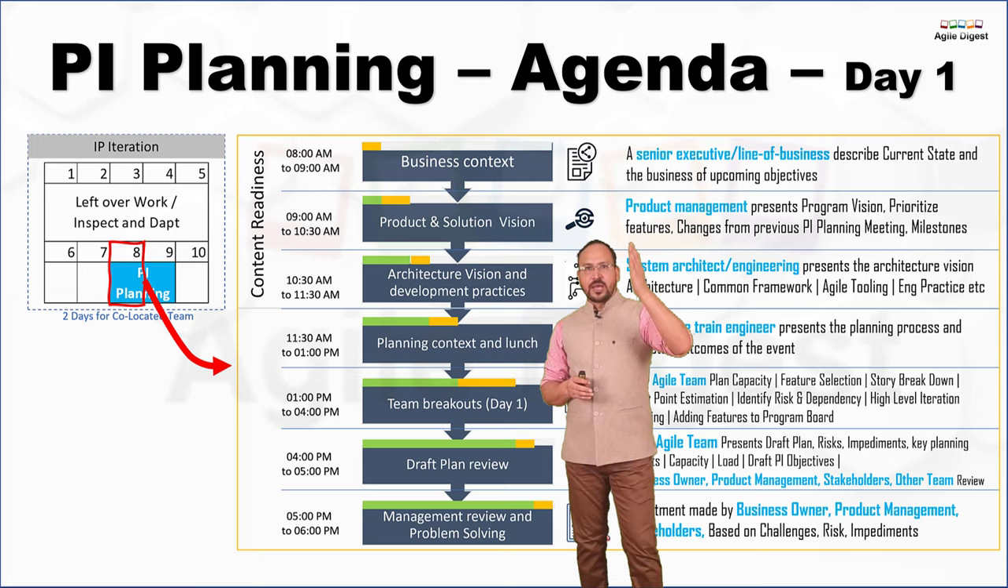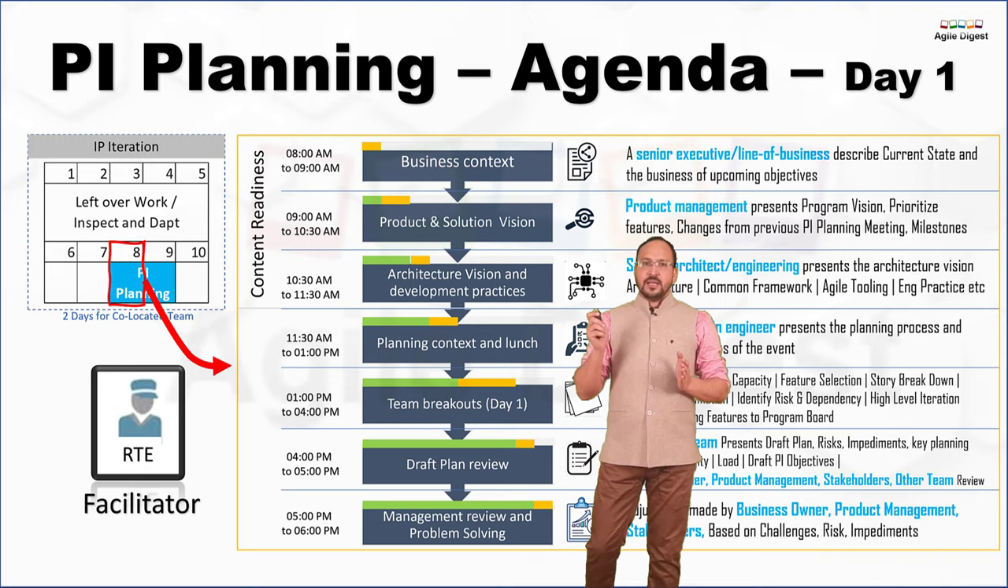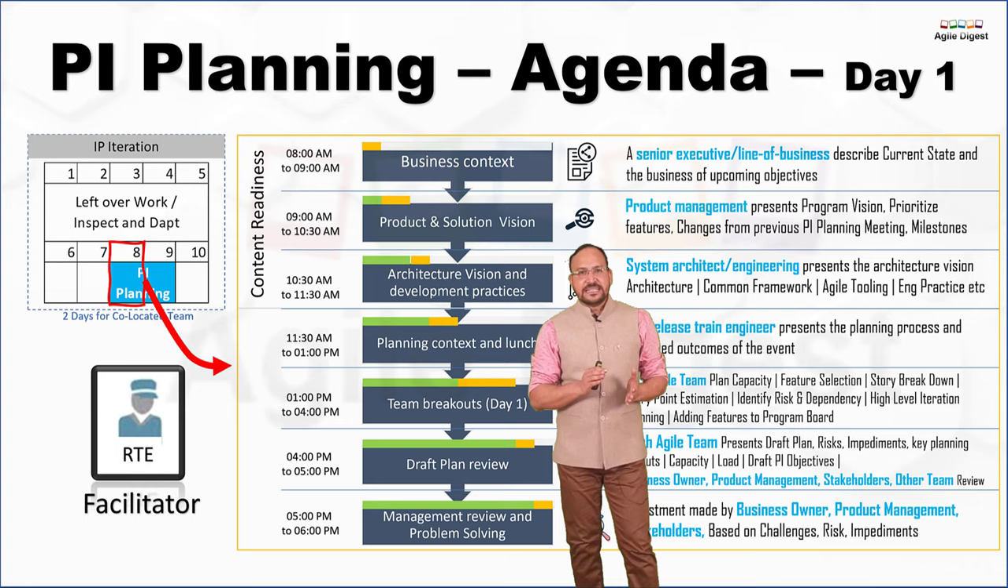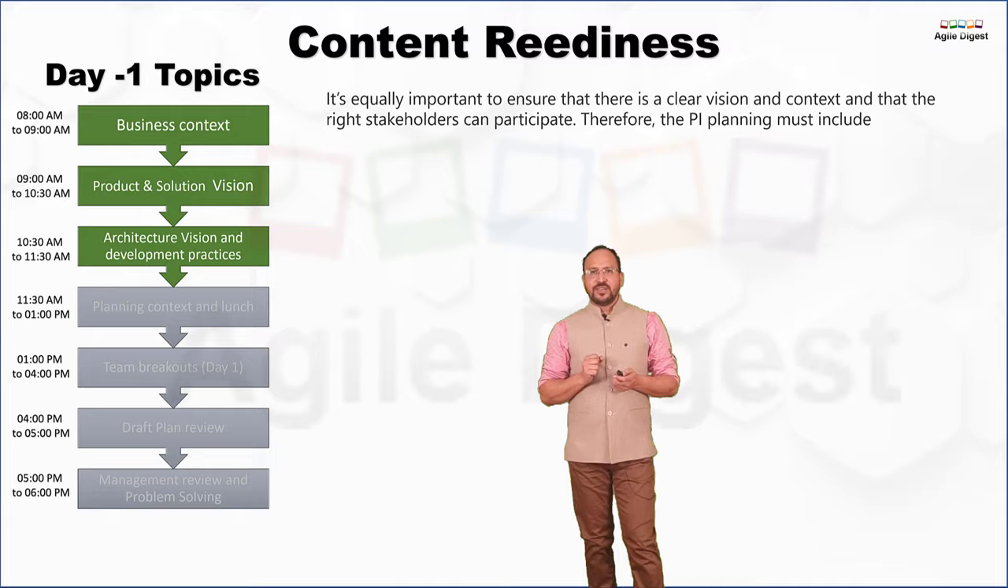Okay, on the eighth day, that's 50% of your PI planning you do on the first day of PI planning, which is actually the eighth day of your iteration. And this entire PI planning, whether day one or day two, is facilitated by your RTE. Now let's jump into the next area, content readiness, the first three topics that we have mentioned here.